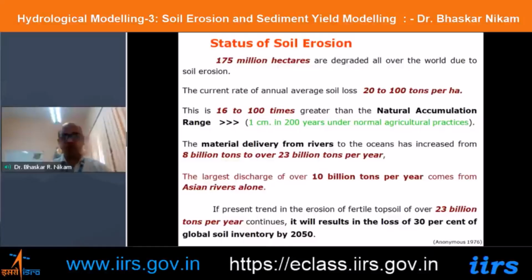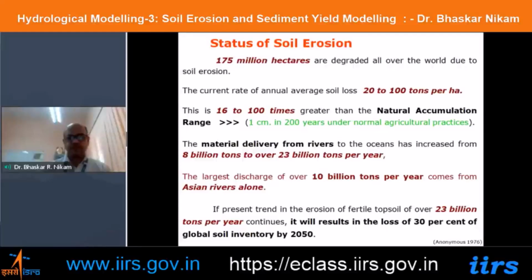When I say 30%, I don't mean that only 30% of the geographical area will lose its soil and the remaining 70% will not. I'm saying 30% vertically. So the top 30% of the soil layer will be lost by the middle of this century if we don't act.